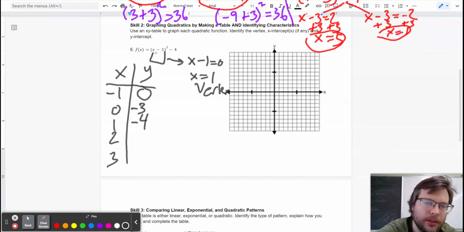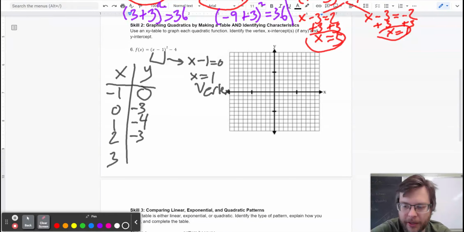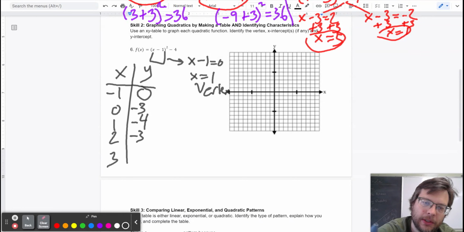Next up, x equals 2. 2 minus 1, 1. Square that. 1 minus 4 is negative 3. Last one, you should be able to predict it. Think about it. Should end up being 0 because of symmetry. 3 minus 1, 2 squared, 4 minus 4, 0.